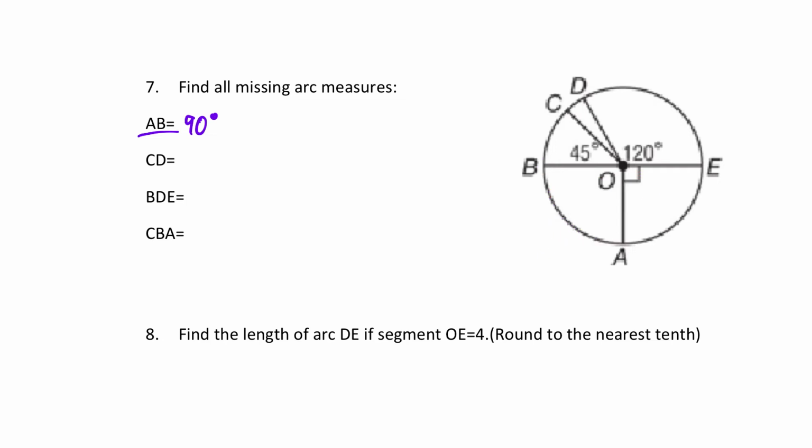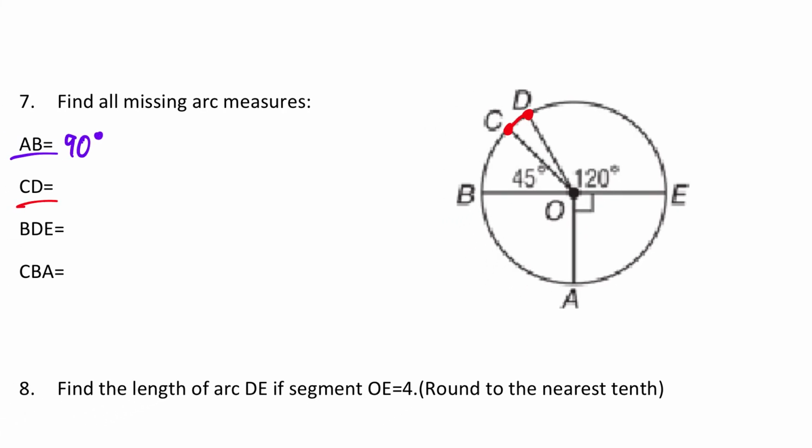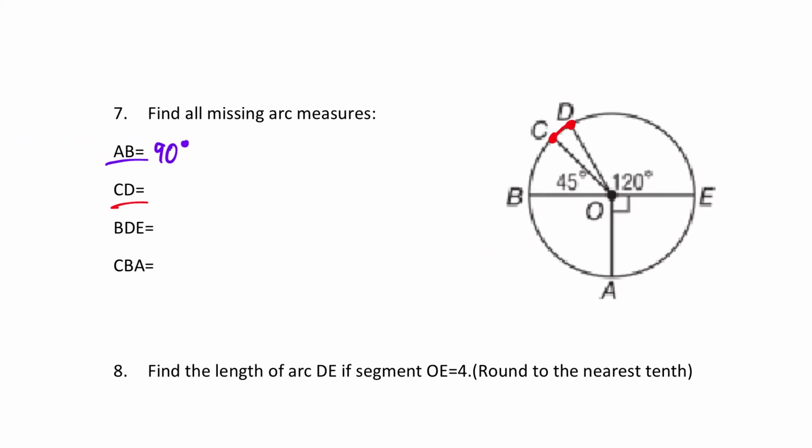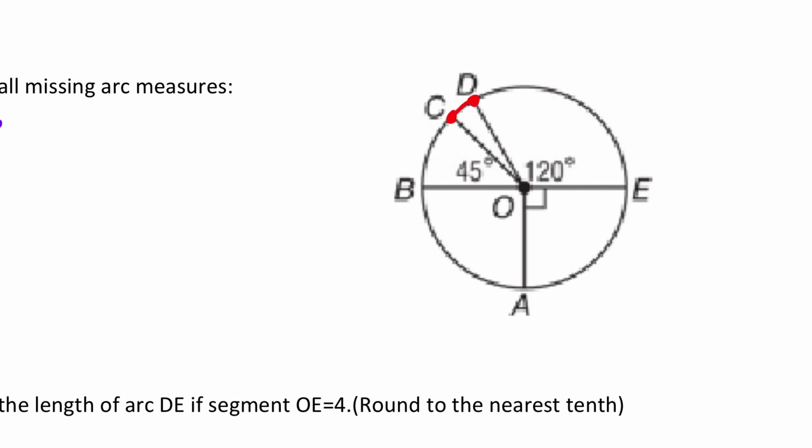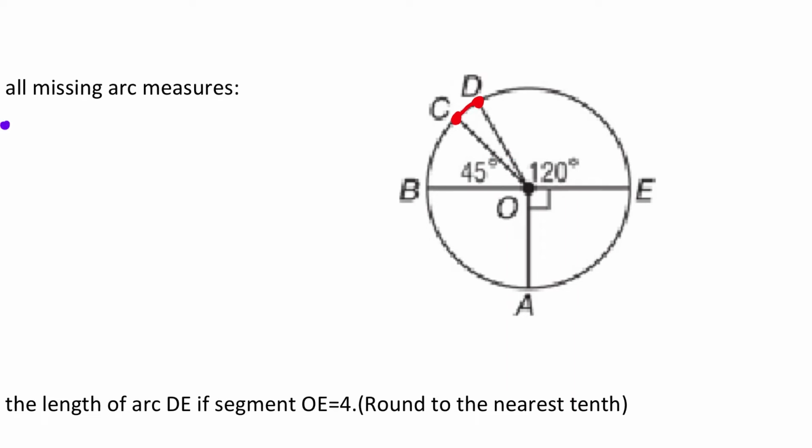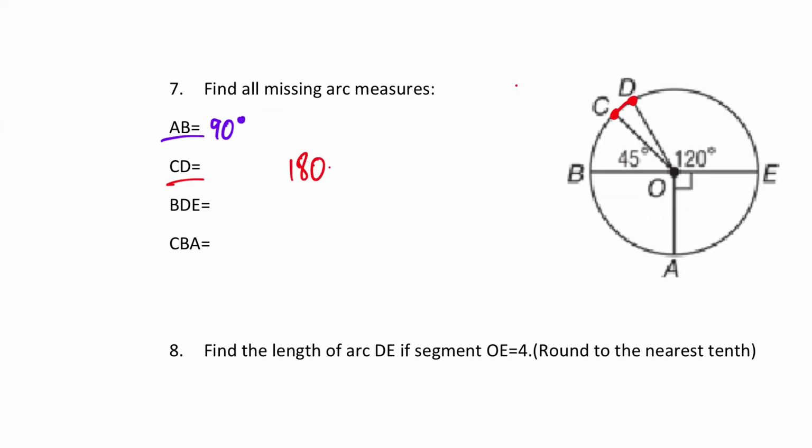Now, next one is CD. So CD is this little piece right here. How'd you get that? Add 45 and 120 and subtract from 180. Okay, good. So think about this. From B to E, how many degrees is that? It's 180 because it's half of a circle. So I'm going to take 180 minus 120 minus 45, and what's left is going to be the measurement of this little slice right here. So 180 minus 120 minus 45, and it's what? 15.